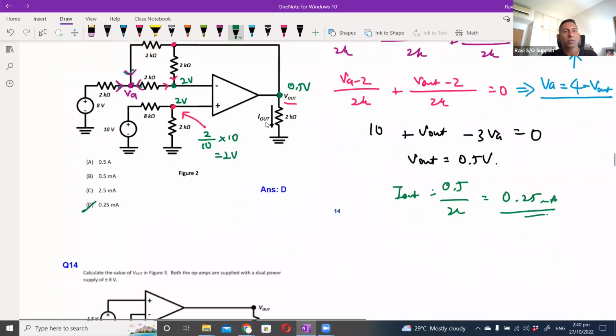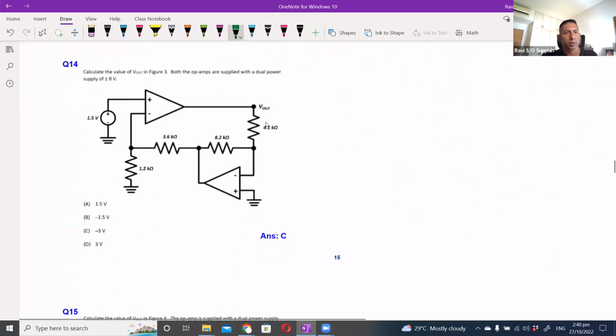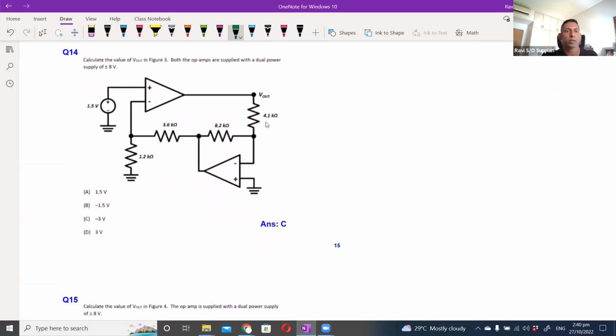So let me move on. Question 14. So it's another op-amp. We are always going to apply all the rules that we know to solve it. And we're supposed to find the value of V out, which is here. So let's look at what we know to solve this step by step.